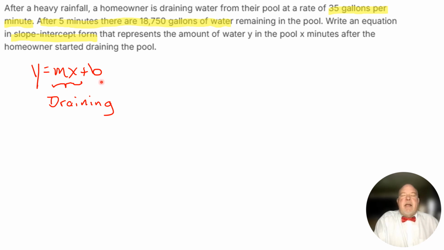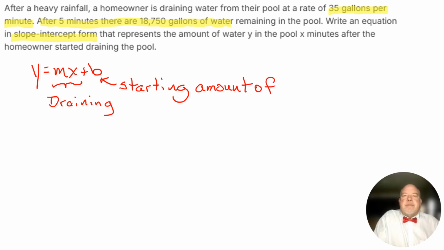And then b is going to be the starting amount of water in the pool. So that's what our equation needs to look like.